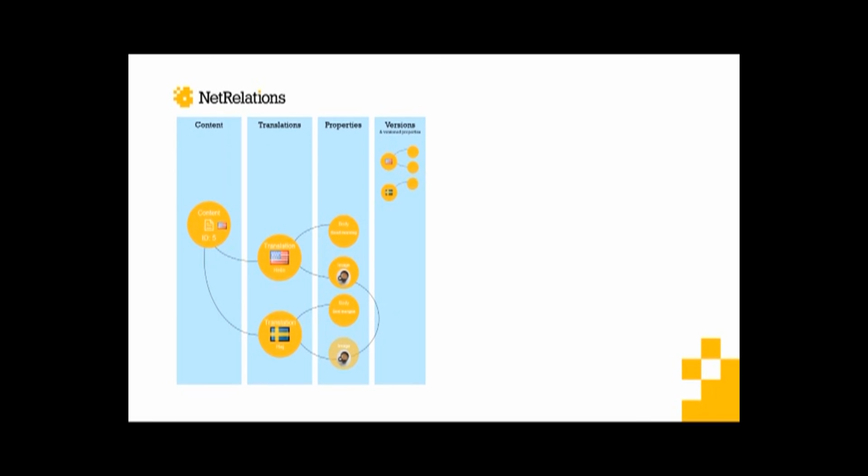So we change the English translation, the name and the value of the body, which will create a new version. So we change the name and body for the Swedish translation, which will create a new version. And changing the image on the English translation will, of course, create a new version. And we will also start using the image from the published version in English for the Swedish translation.